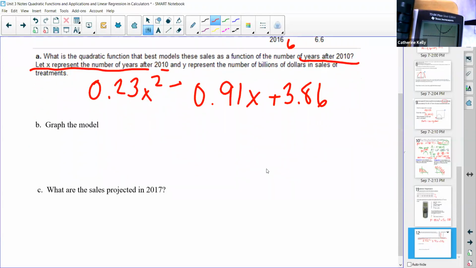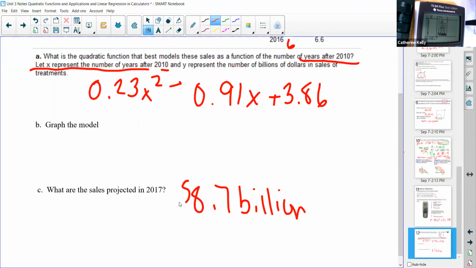What are the sales projected in 2017? Well, in 2017 is when it would be 7. So I'm going to go to second table, and I'm going to go down to where it says 7. And where it says 7, it says 8.7. So it's going to be $8.7 billion. So an x equals 7, y equals 8.7.